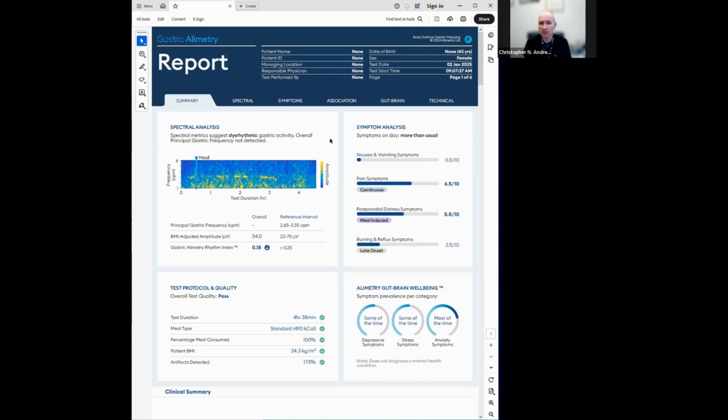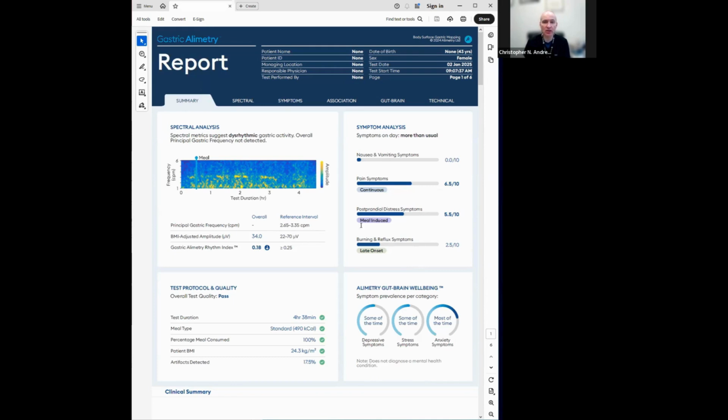So moving on, the symptom analysis. This actually now groups the symptoms into nausea and vomiting, pain, postprandial distress, and burning and reflux symptoms. And you can see that this patient actually had no nausea or vomiting throughout the study. The pain symptoms were 6.5 out of 10. Postprandial distress was 5.5 out of 10. And burning and reflux was lower at 2.5.